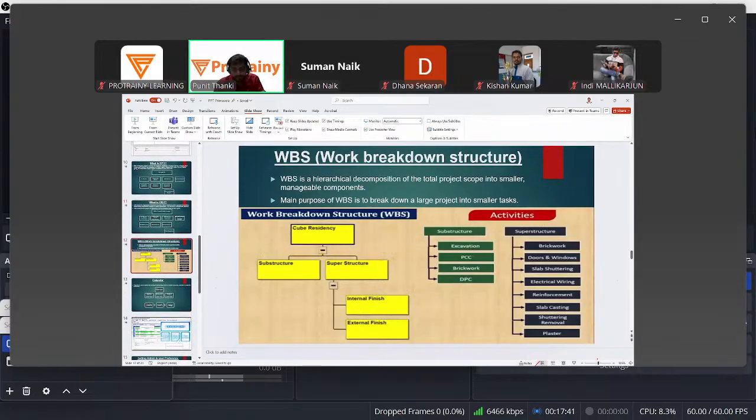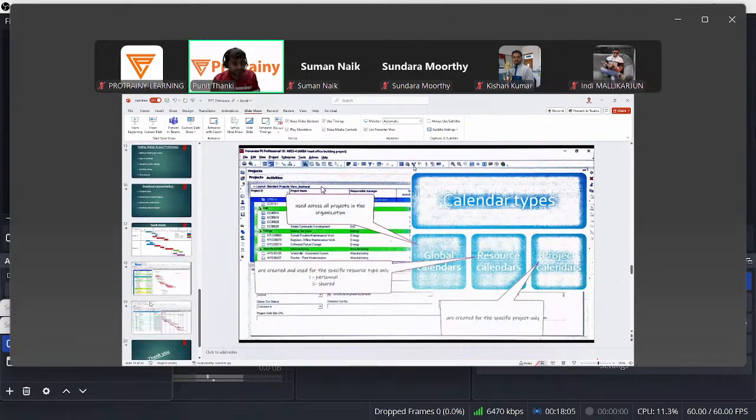I had told you. Wait, let me share my screen. Is my screen visible? Yes. So this is the internal question asked by me on how to do scheduling. See, under the WBS, there are multiple activities, and in activities, we can say, wait.